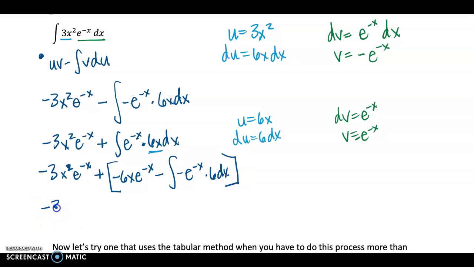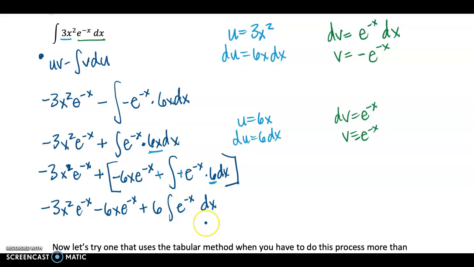All right, so that's negative 3x squared e to the negative x minus 6x e to the negative x plus, watch what I'm going to do here. This changes to plus the positive, and I'm going to take this 6 out front. So plus the integral of 6 e to the negative x dx.